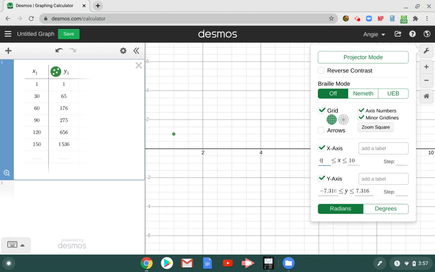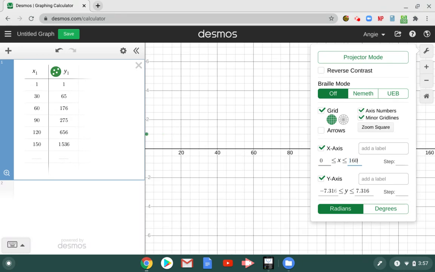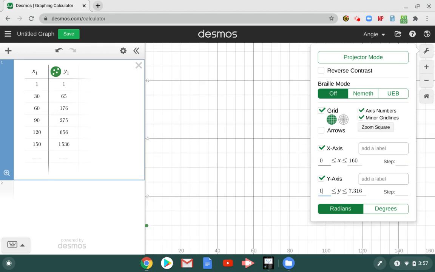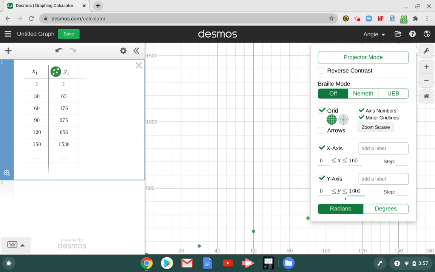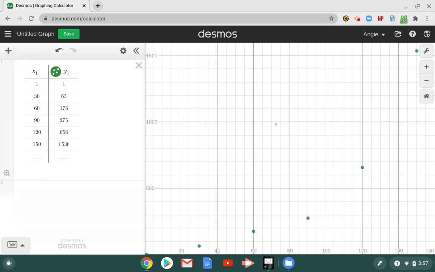For the X's, we start at 0 and want to go up to 150, so let's go up to 160. Now let's go over to the Y's. For the Y's, we'll also start at 0, tab over, and go to 1600. Just so long as you grab all of that data, and then we'll click here.